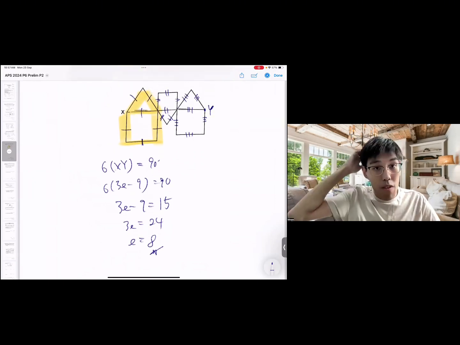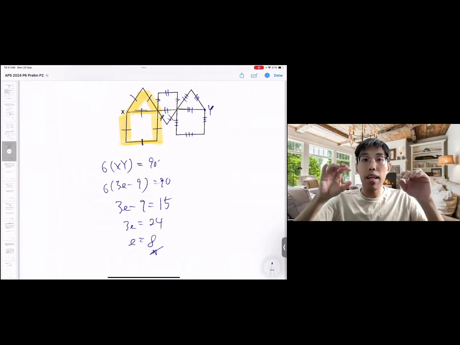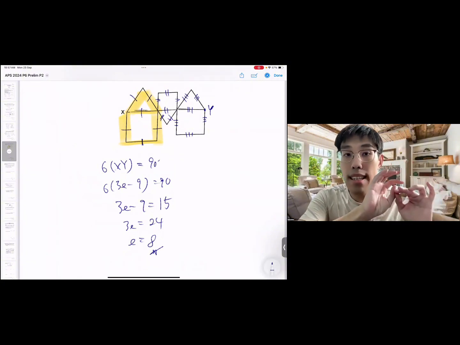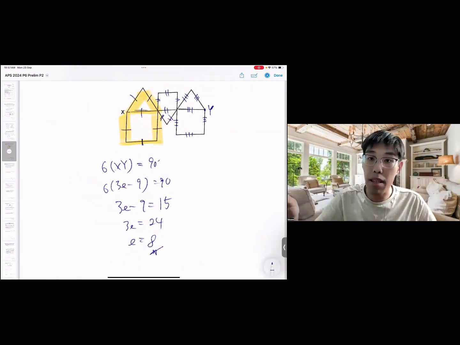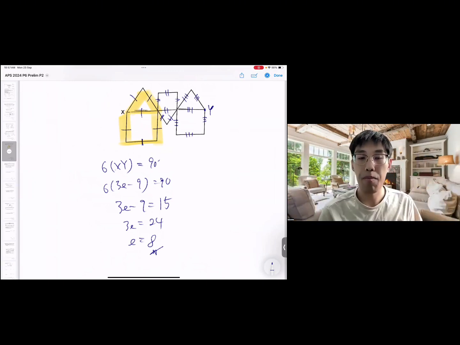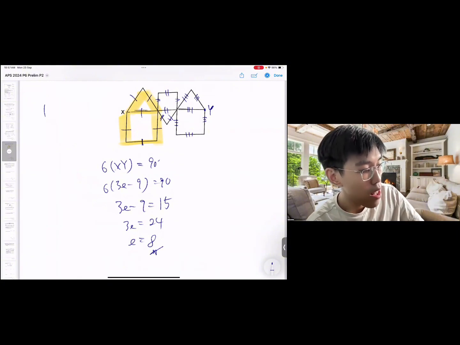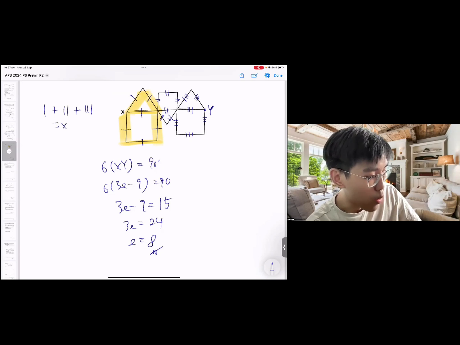Because it's 6 sets of XY is 90. Because I say again, if I were to break up the XY into the 3 different segments, each of these segments multiplied by 6 gives the full figure. Okay, so I break it to, that means 1 plus double line plus triple line equals to XY. That's the idea. And then 6 of these sets gives me the full 90 cm.